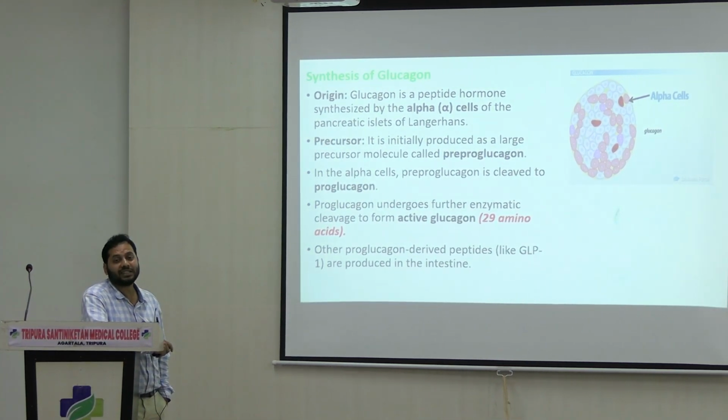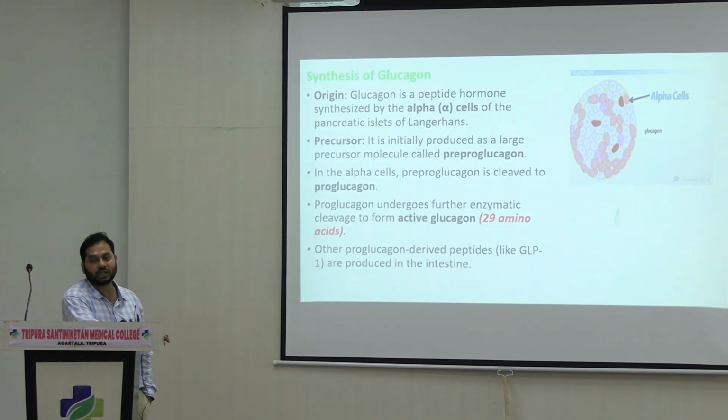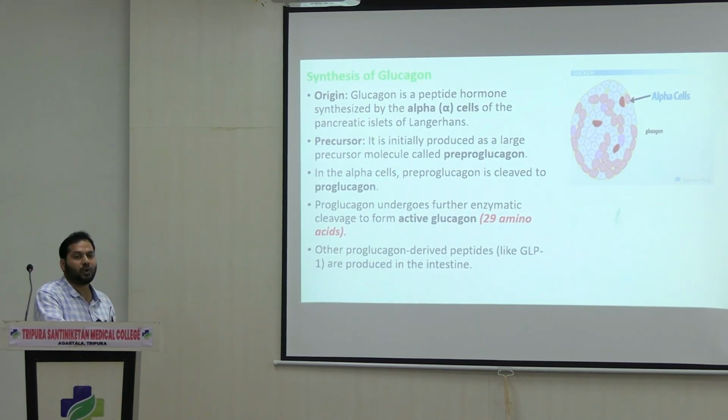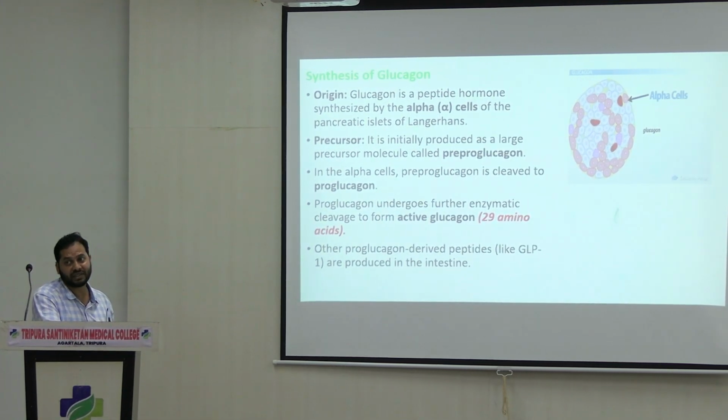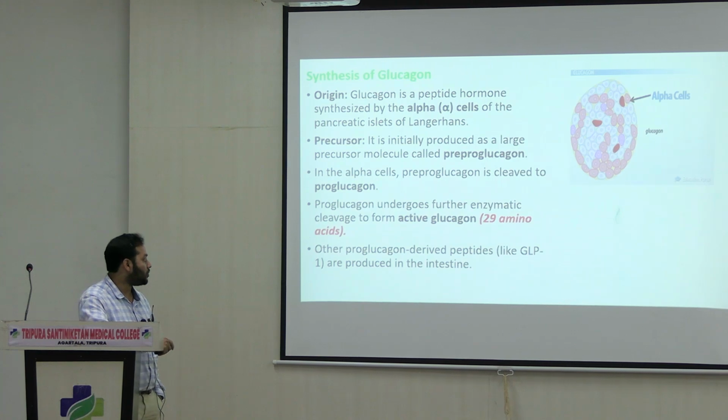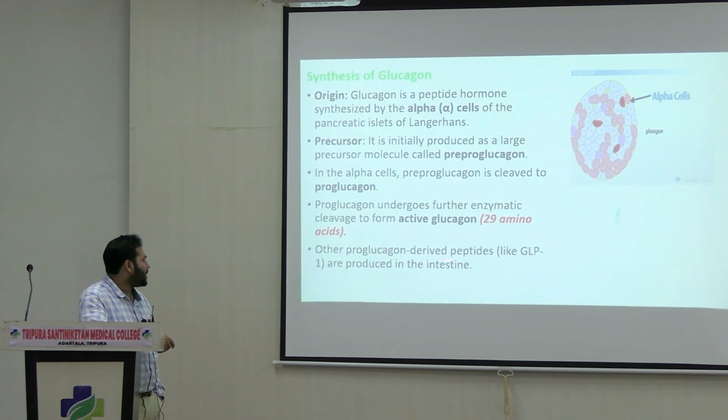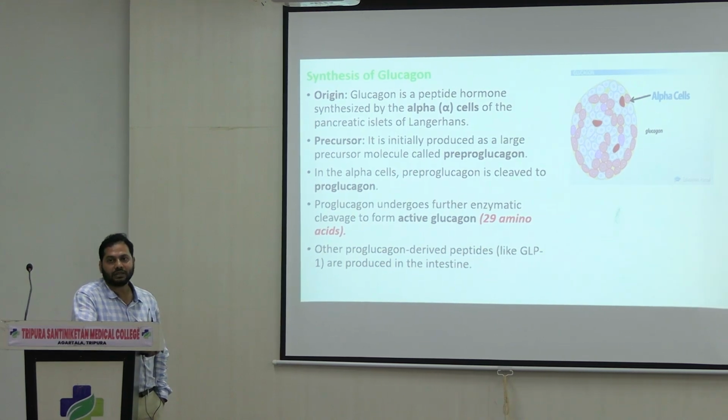So, in most of the cases, if you see the number of amino acids present in the glucagon structure, it is a maximum of 24 to 29 amino acids. In most of the cases, 29 amino acids are present in the active form of glucagon. Other proglucagon-derived peptides are produced in the intestines.